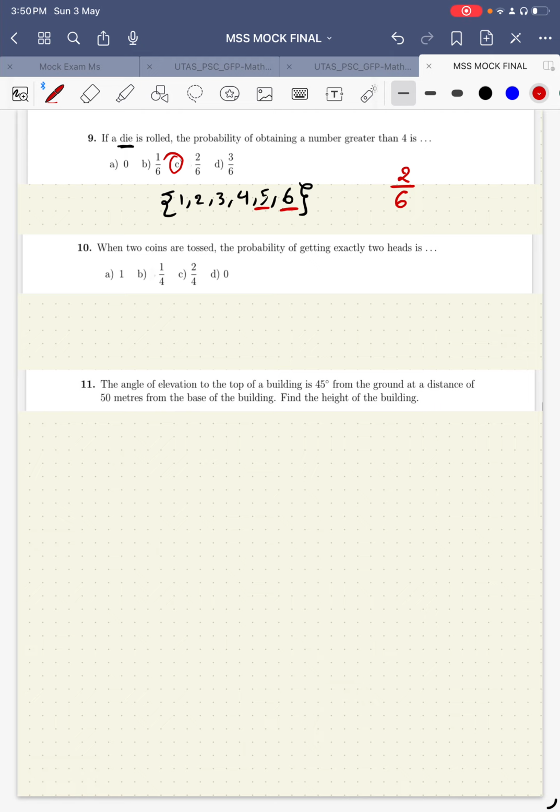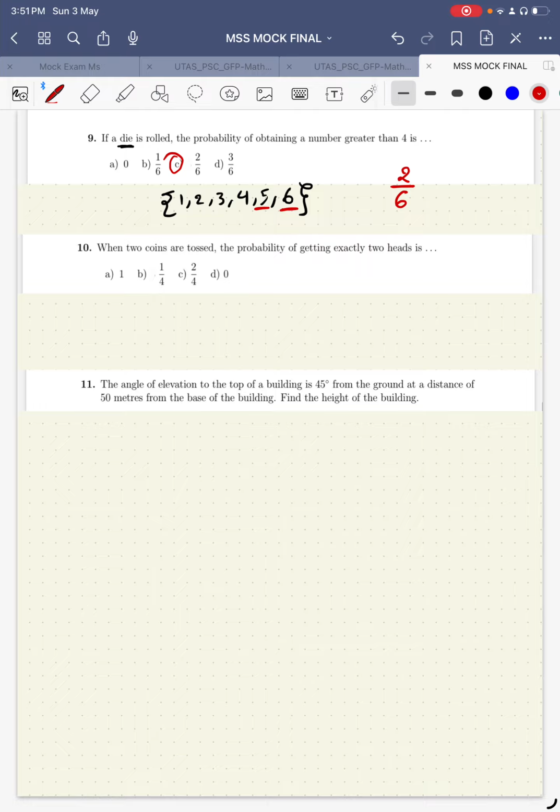So again, when 2 coins are tossed, find the probability of getting exactly 2 heads. I have 2 coins being tossed, and I would like to find the probability of getting 2 heads: the first coin a head and the second coin a head. There are 2 ways to find the answer. I will go with the easiest way.